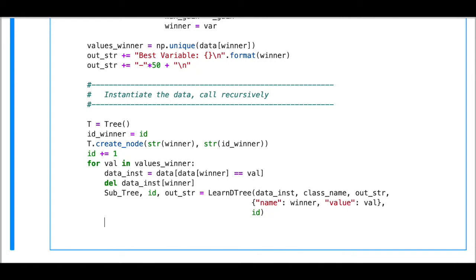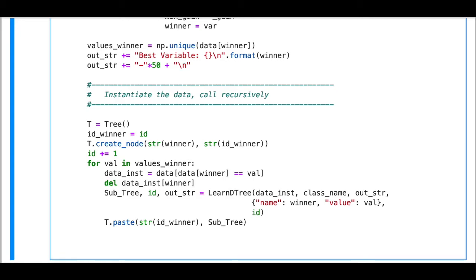So after we have this subtree, we basically need to link it as a child node of the winner. So the treelib library has a function called paste, where we just literally paste the subtree under the parent, in this case the winner, right? Here I pass the ID of the parent, in this case the winner, and I pass the subtree. This is going to create a tree where we have the winner as a root node, and under the winner we have the subtree as a child, and we just return the tree, the incremented ID, and the string.